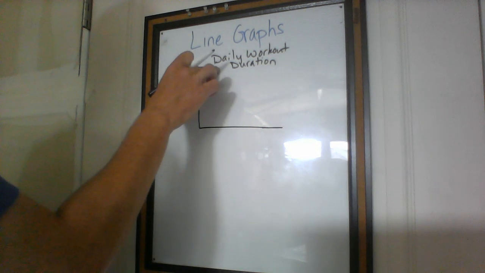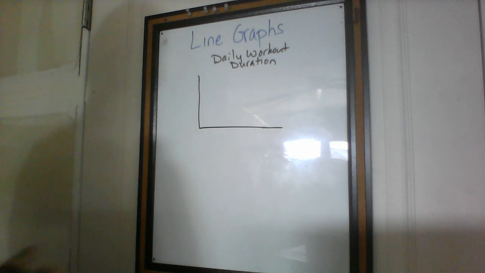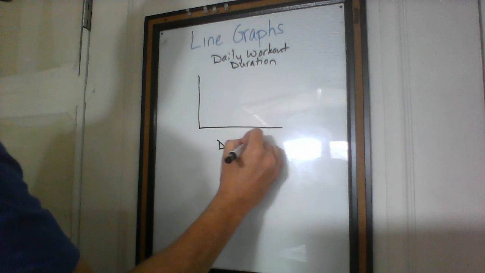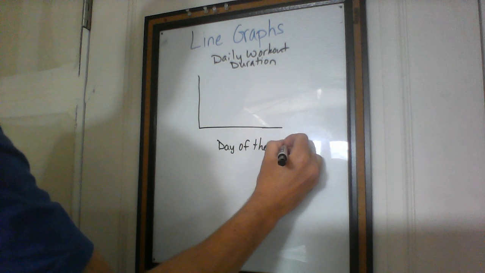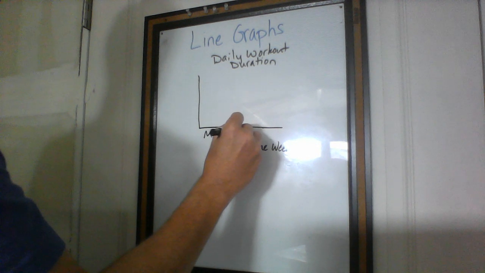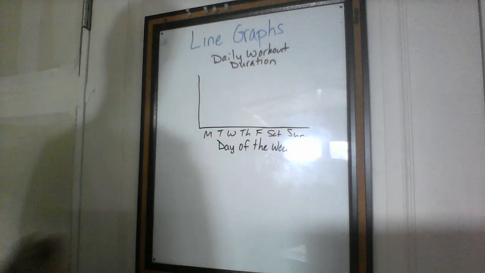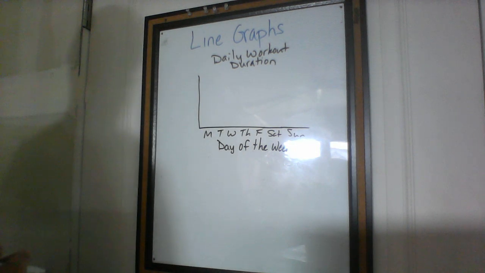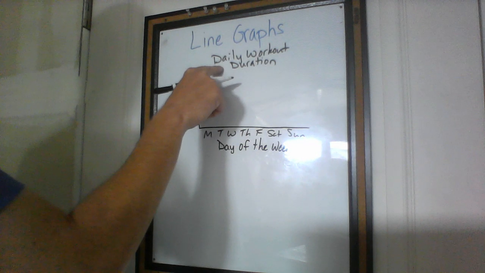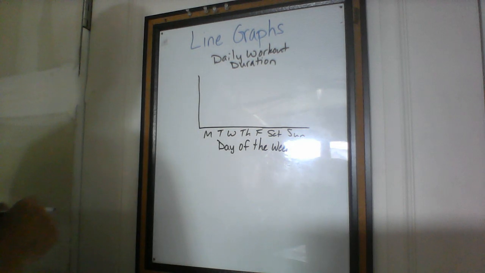Okay, so you have to have your title. The other thing you have to have is I have to know what the x-axis represents. For this one, I'm going to say day of the week. And we'll just start normal: Monday, Tuesday, Wednesday, Thursday, Friday, Saturday, and Sunday. There's all my days of the week. Here's the title of the entire graph, and here's the title of the x-axis. What's missing? The y-axis. We need a title.